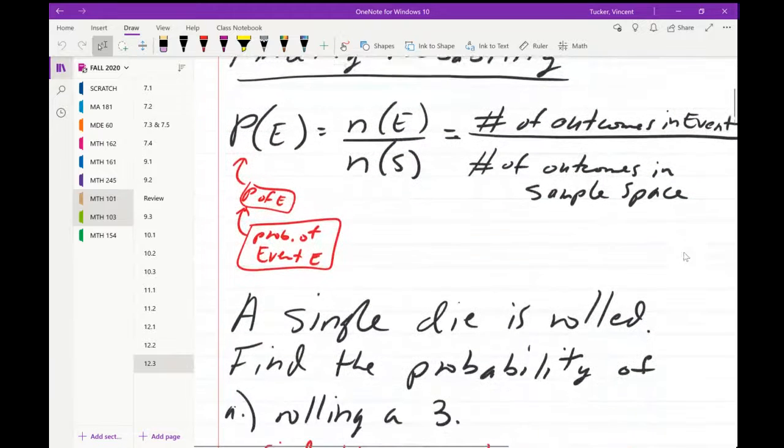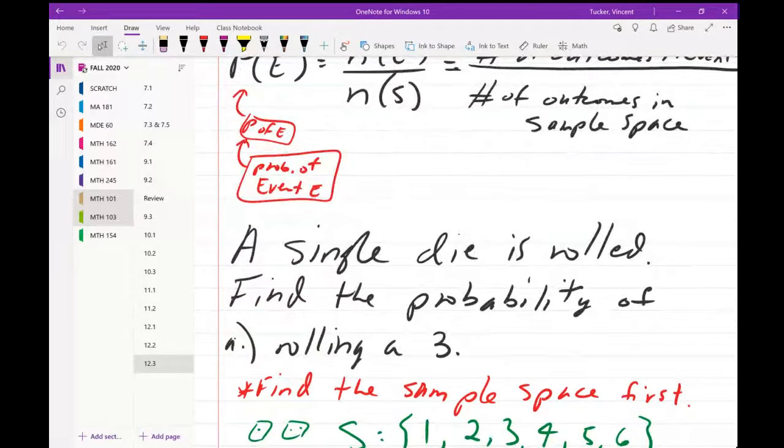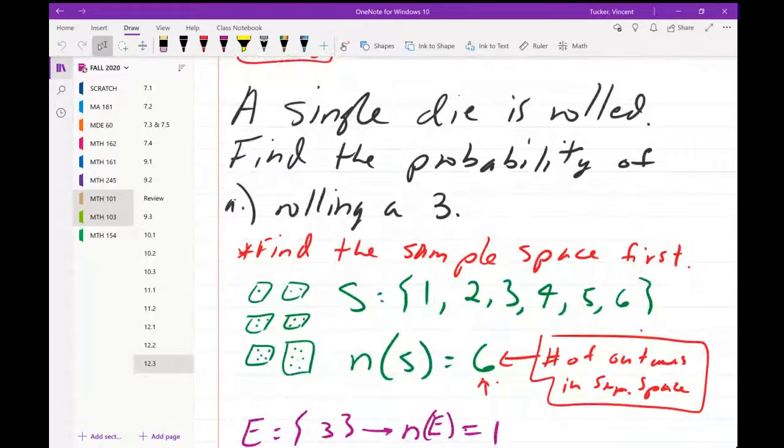All right. So let's look at the first example. A single die is rolled or tossed. Find the probability of rolling a 3. So you want to establish your sample space first. And over here was my attempt to draw some dice or a die. So you look at a die, whether you play board games or whatever the case may be, Monopoly. You know there's a sample space of 1, 2, 3, 4, 5, and 6.